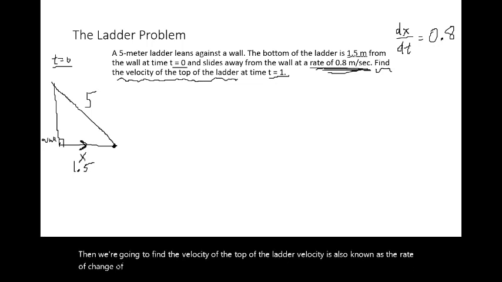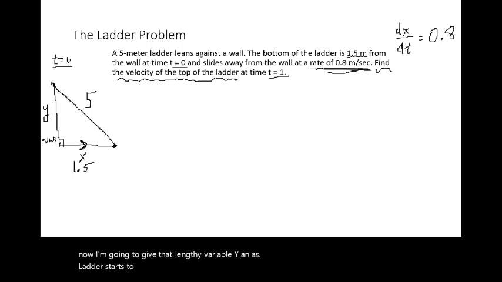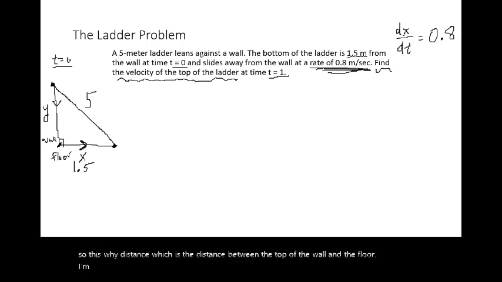So it's basically asking how fast is the top of the ladder sliding down. Now I'm going to give that length the variable y, and as the ladder starts to slide away from the wall, the top of the ladder here is going to be moving down. So this y distance, which is the distance between the top of the ladder and the floor, I'm representing with the variable y, and as the ladder slides away, y is going to be decreasing.